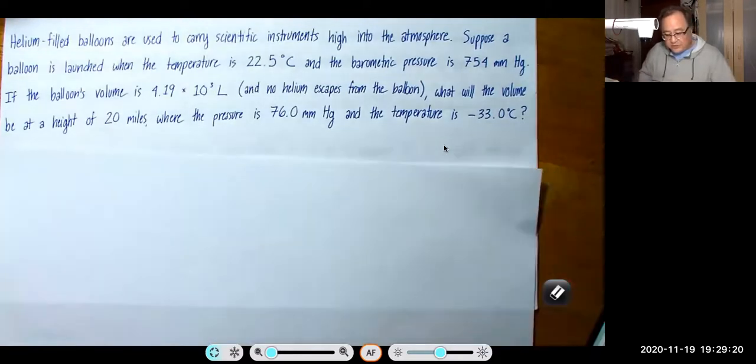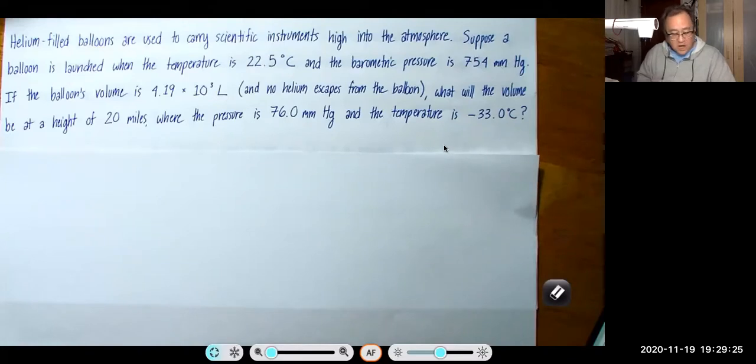Helium-filled balloons are used to carry scientific instruments high in the atmosphere. Suppose a balloon is launched when the temperature is 22.5 degrees Celsius and the barometric pressure is 754 millimeters of mercury. If the balloon's volume is 4.19 times 10 cubed liters and no helium escapes from the balloon, I wonder why they're telling me that. If no helium escapes, that means that no moles of gas escape, which means the mole stays the same.